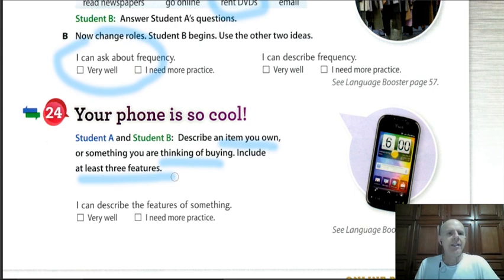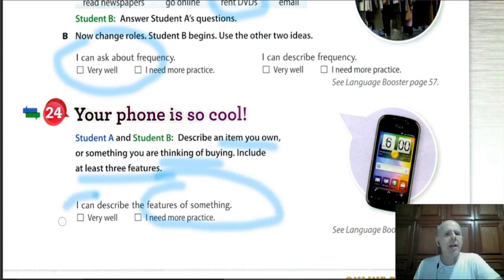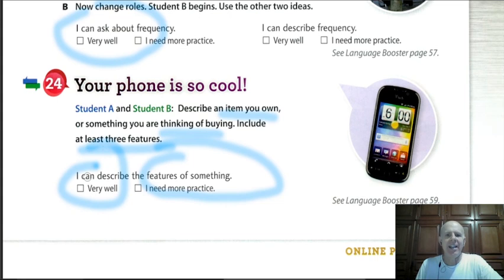Right, and can you describe the features of something? Maybe your car, your tablet, your mobile phone, your blender. Blender, what is it? Liquidificador, remember that? What can you describe? And I hope we have a wonderful lesson.